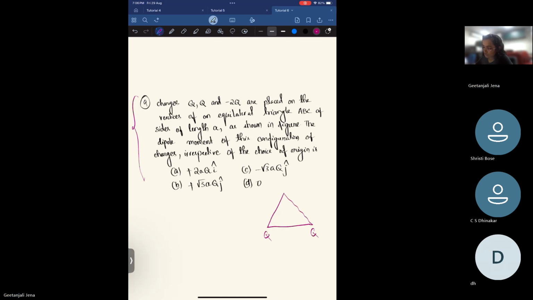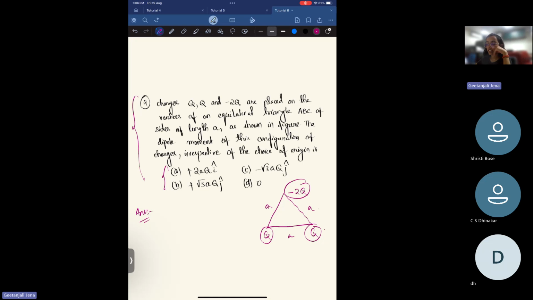Minus 2q. You need to find out the dipole moment of this configuration of charges irrespective of the choice of origin. So there are four options given. Find out the dipole moment. Option D, 0. Check it once.